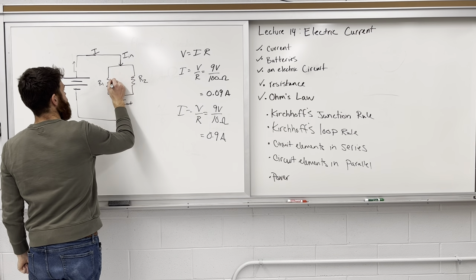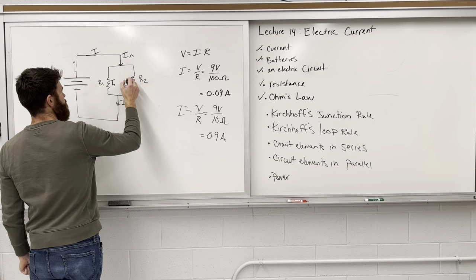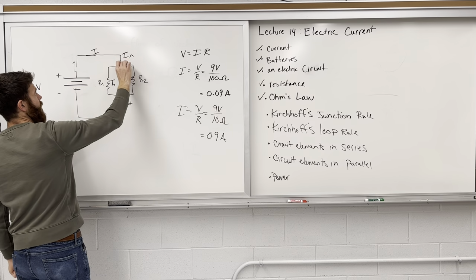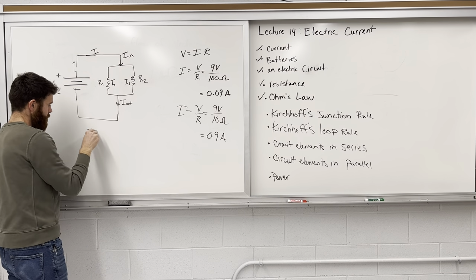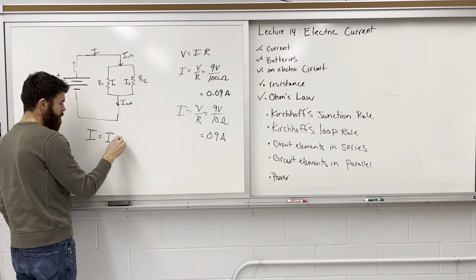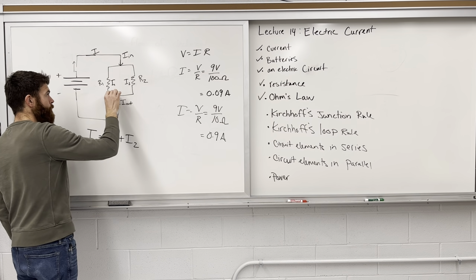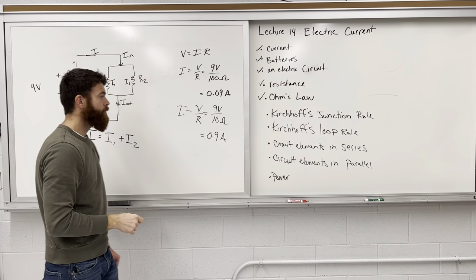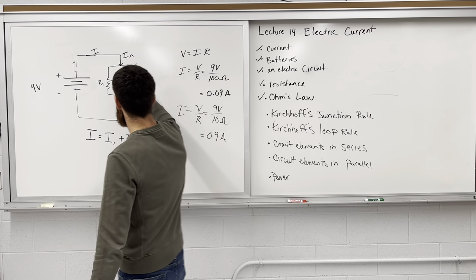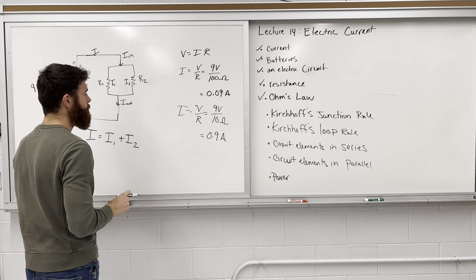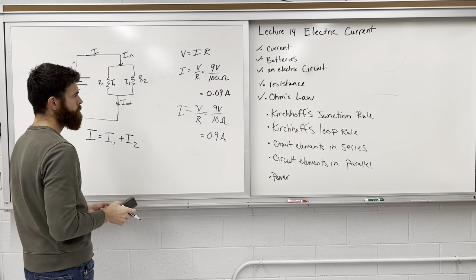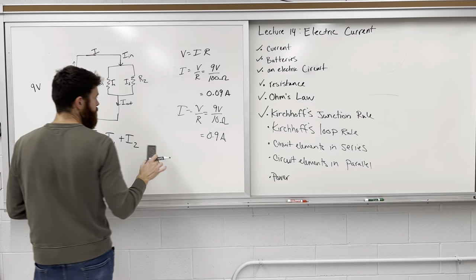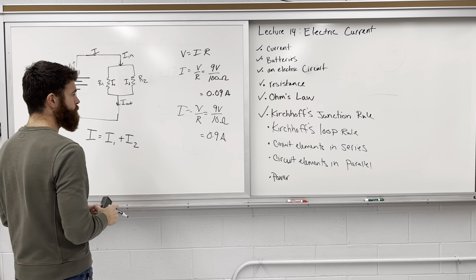So if we call this I1, the current flowing through this branch, and this I2, the current flowing through this branch, and just I is the current in the entire circuit, then the current in the circuit equals the sum of I1 plus I2. The charge going through this branch plus the charge going through this branch has to equal the charge coming in. That's Kirchhoff's junction rule, that the same amount of charge coming in has to equal the same amount of charge coming out. And we'll apply Kirchhoff's junction rule later whenever we do some circuit analysis looking at elements in series and parallel.